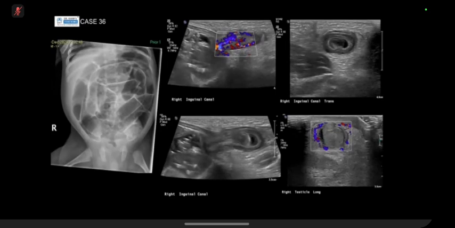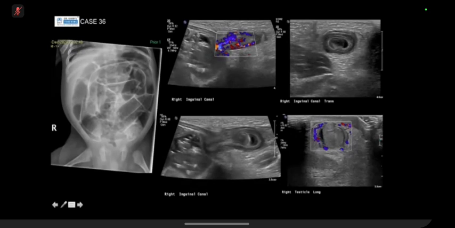There's compromise of the vascular supply through the inguinal canal. You've got the herniating bowel loops into the inguinal canal, as you can see here, and that's causing compression of the spermatic cord and the vessels, and it's affecting flow into that right testicle. So this is a case of a right inguinal canal hernia causing proximal upstream bowel obstruction.